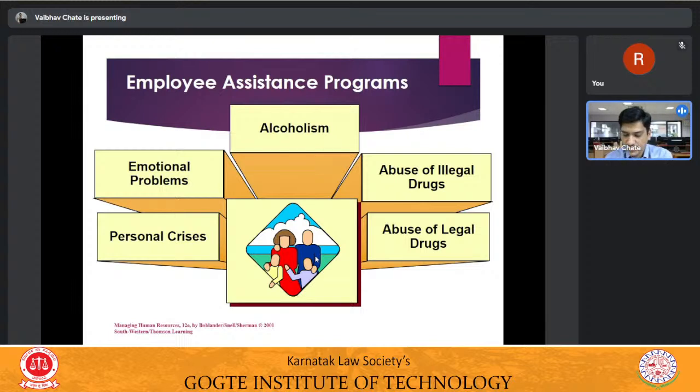So the CIE marks component is 30, that is 30 marks for 2 IAs. That means each IA will be for 15 marks. 10 marks will be for the assignment. That means two assignments will be there, each of 10 marks. Totally it will be 20 and it will be reduced to 10. And we'll be having 10 marks for the course project or course activity. So total, that means 30 plus 10 plus 10, totally 50 marks. And the SEE examination will be for 100 marks and it will be for 3 hours. Okay. Thank you.